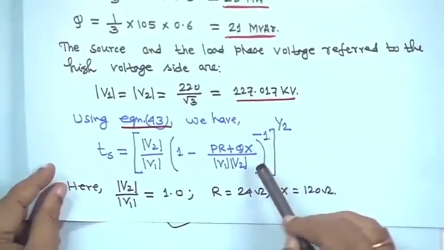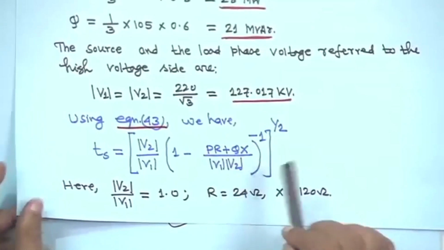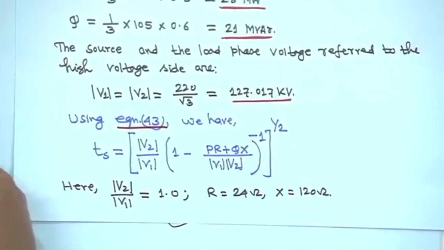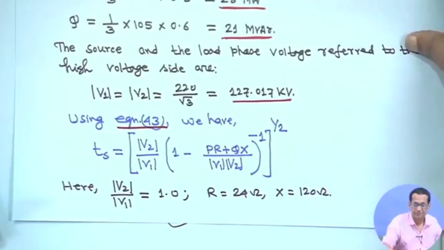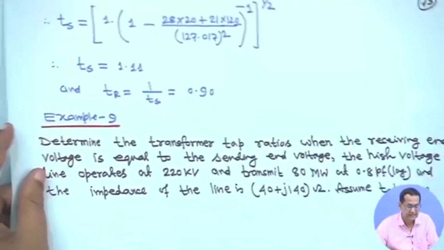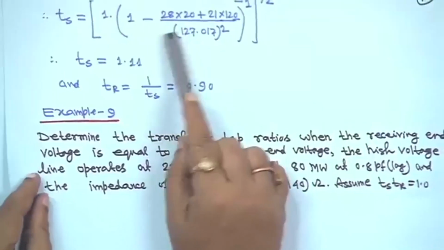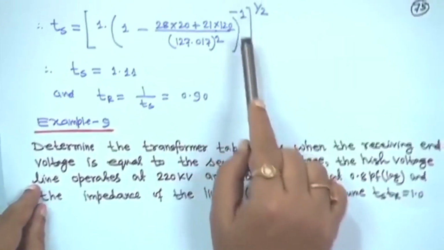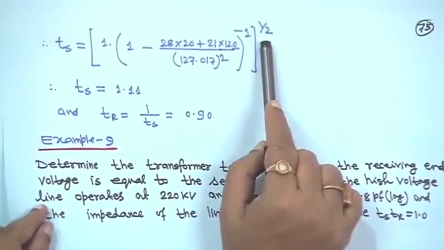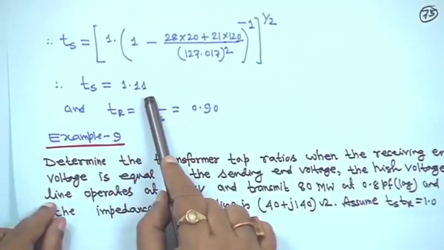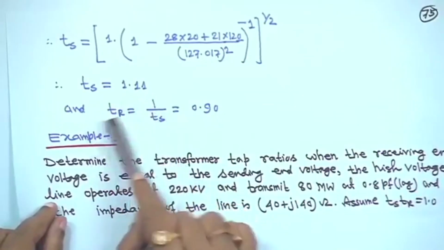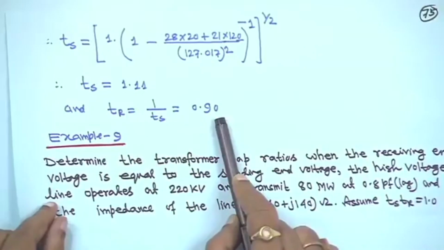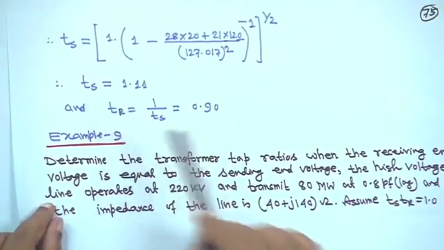So you substitute all this in this expression. In this case Ts is the ratio 1 into 1 minus all this thing to the power minus 1 and to the power half. So Ts comes actually 1.11. Therefore Tr, 1 upon Ts, will come 0.90. So these two are the tap settings.